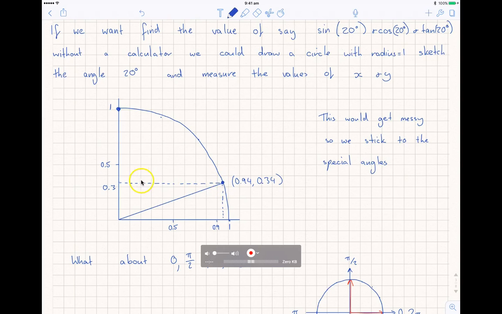So once we've done that, then we can assume that if sine of 20 degrees is equal to the y coordinate, then sine of 20 degrees is 0.94. Cos of 20 degrees is going to be equal to 0.34. And tan of 20 degrees, remember our relationship, it's sine of 20 divided by cos of 20. So in other words, it's 0.34 divided by 0.94. Roughly about a third, isn't it?